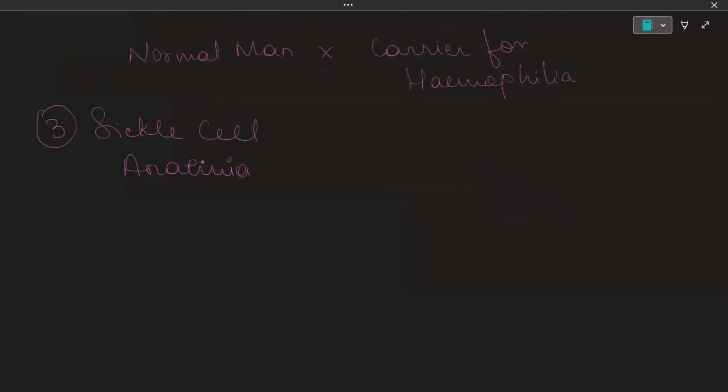Now, the easiest way to remember all Mendelian disorders is that all of them are autosomal recessive, except for hemophilia and color blindness. They are recessive, yes, but they are sex-linked recessive. Also, myotonic dystrophy is autosomal dominant. Got it? All right. Talking about sickle cell anemia, it is an autosomal recessive disease.